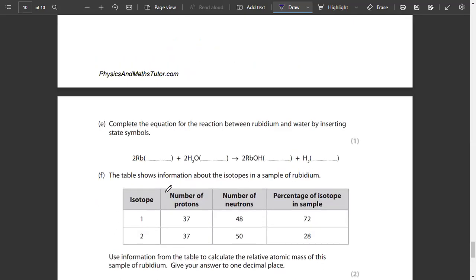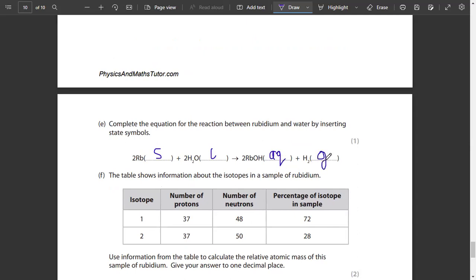Complete the equation for the reaction between rubidium and water by inserting state symbols. Rubidium we know is a solid. H2O पानी जो है, water would be in liquid form. RbOH is an ionic concentrated aqueous solution form और hydrogen आपके पास gas हो जाएगी.